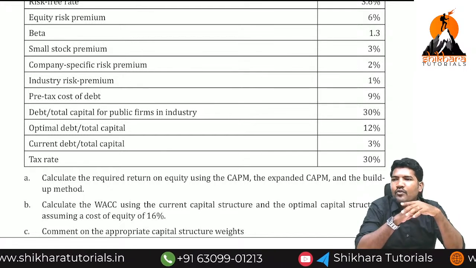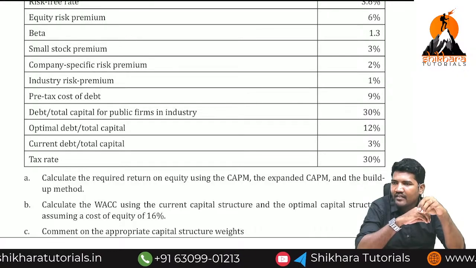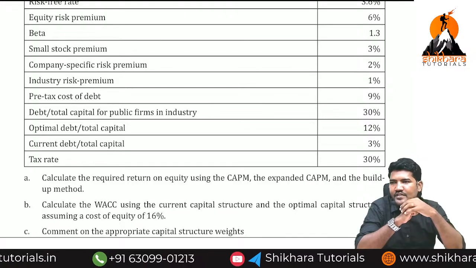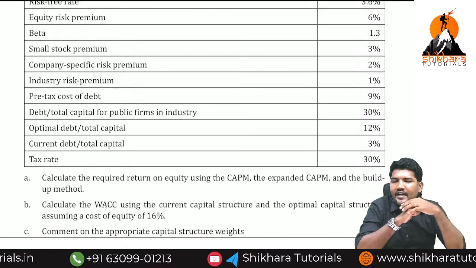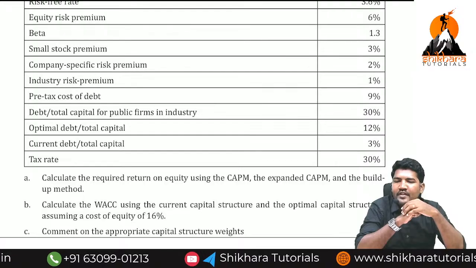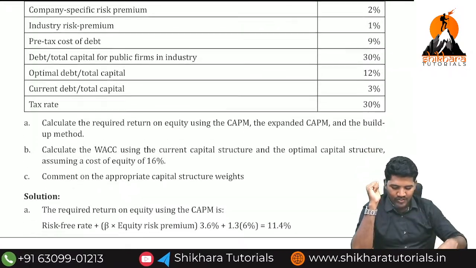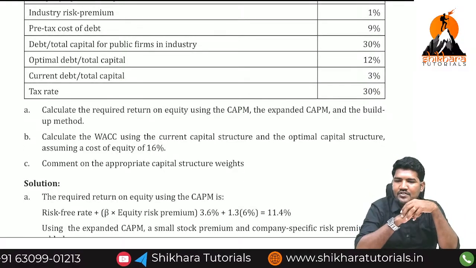Next, another word is given, optimal debt, current debt. Optimal debt divided by total capital. What is the amount they take? 1 rupee. Out of that 1 rupee, what is the optimal debt percentage? 12%. Okay, done. From the current debt point of view, if I procure 1 rupee, the current debt portion is 3%. Tax rate 30%.